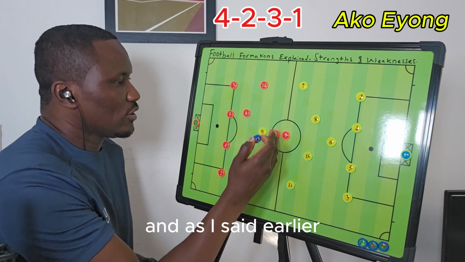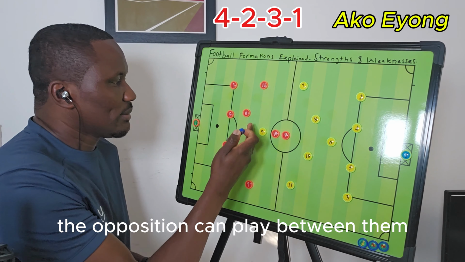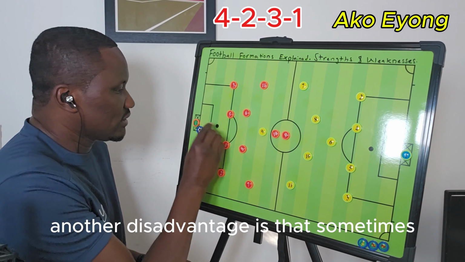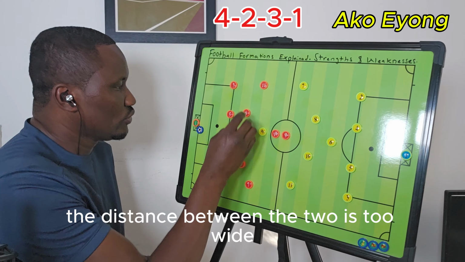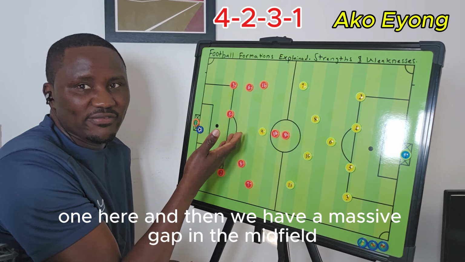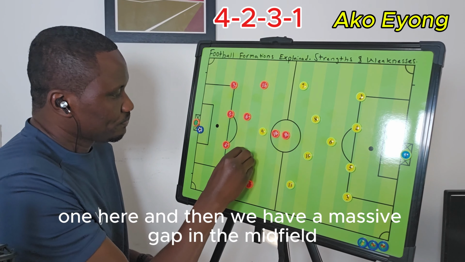So that is a disadvantage of this formation. And as I said earlier, the opposition can play between them or they can even split these two apart. Another disadvantage is that sometimes the distance between the two is too wide. You could have one here, and then we have a massive gap in the midfield.